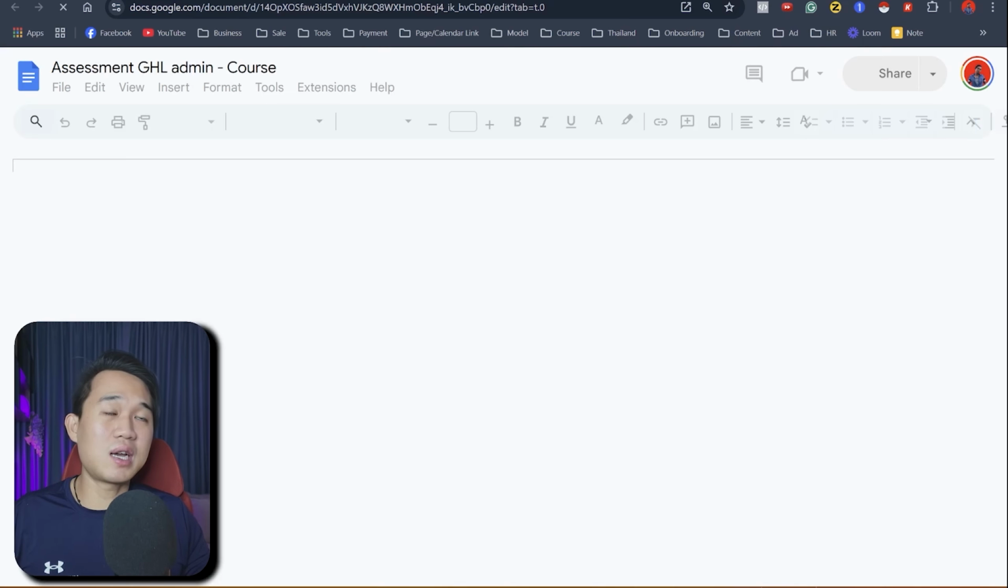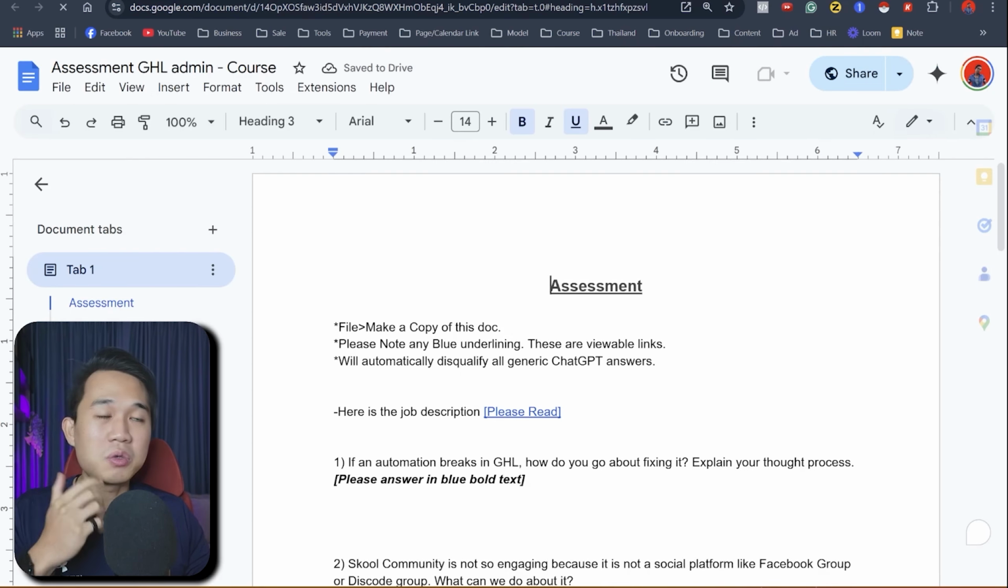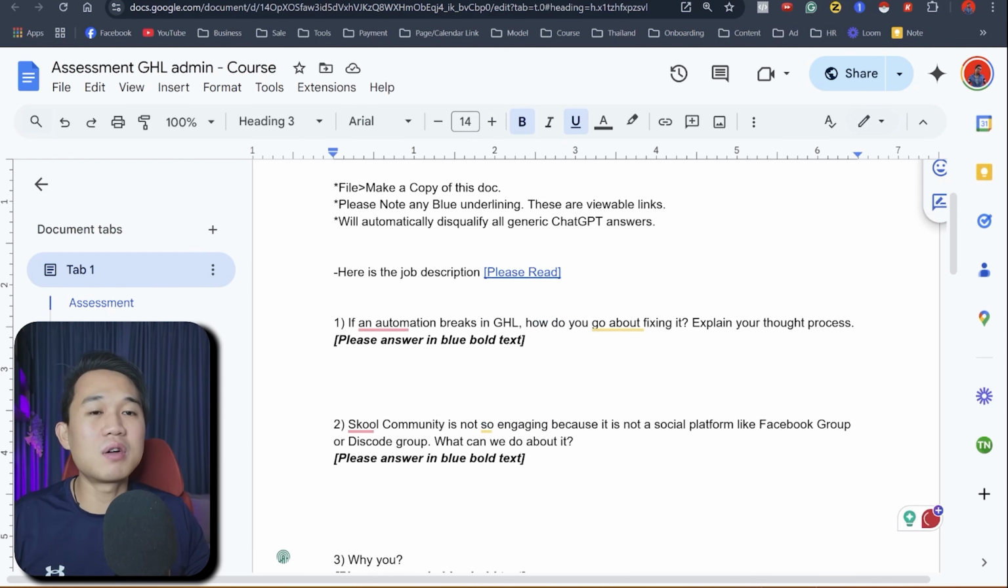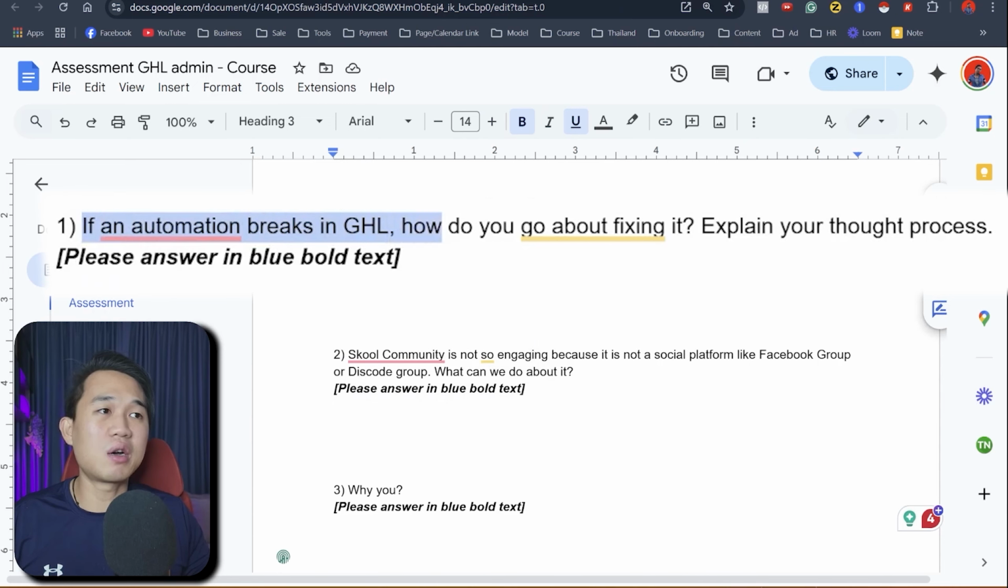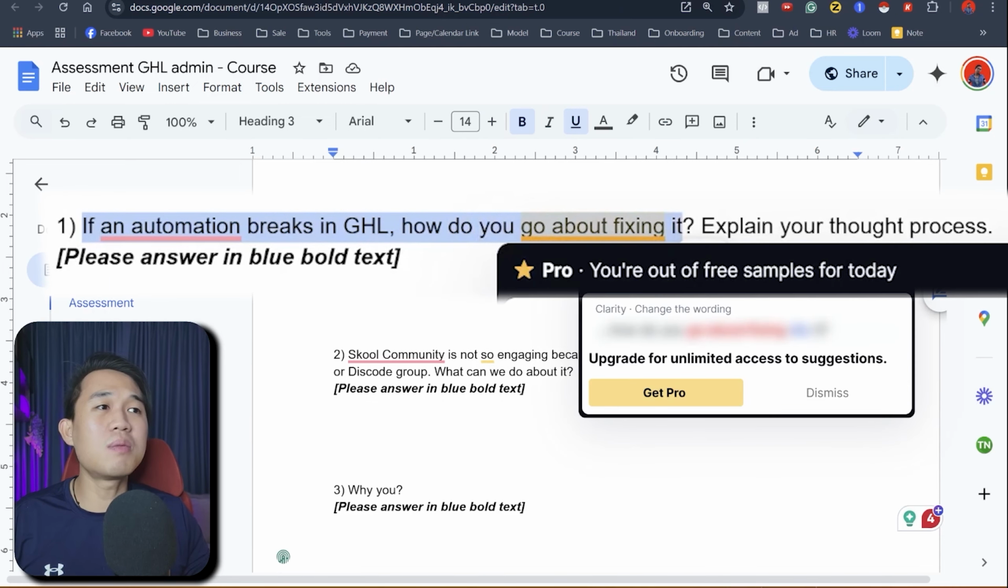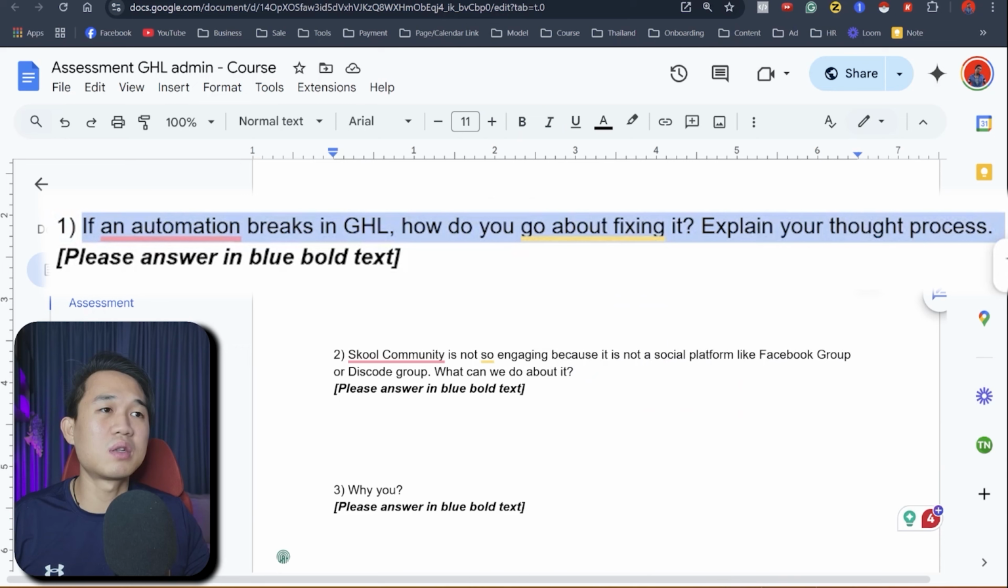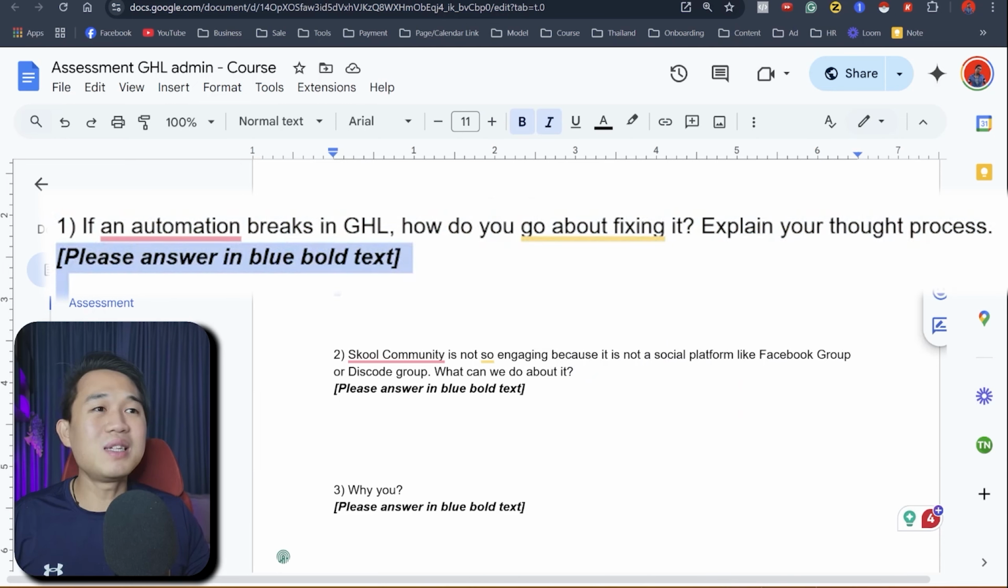And for the GHL tech role, we're giving you 2 examples for 2 roles. So hopefully you get the hang of it by now, right? So for the GHL role, the high level automation role, we ask: if an automation breaks in GHL, in high level, how do you go about fixing it? Explain your thought process, right? And I also put, please answer in blue bold text.